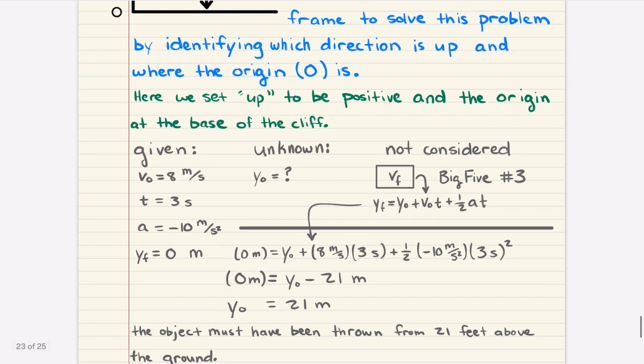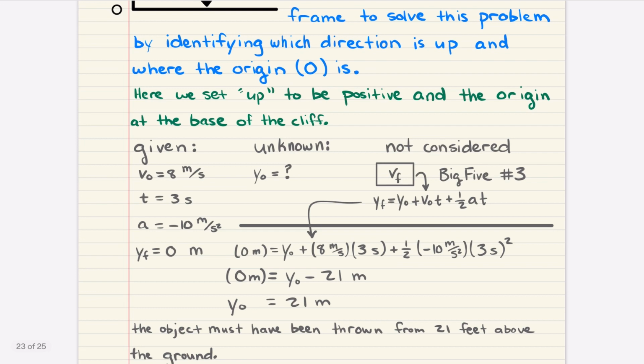So these relationships are very powerful as long as we set our reference frame properly. The object must have been thrown from 21 meters above the ground.